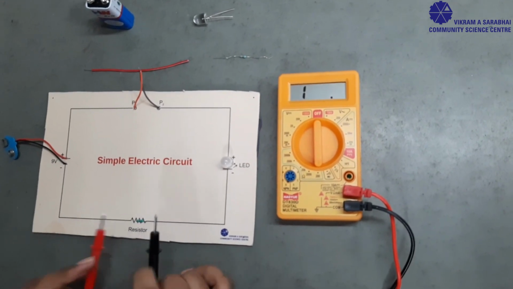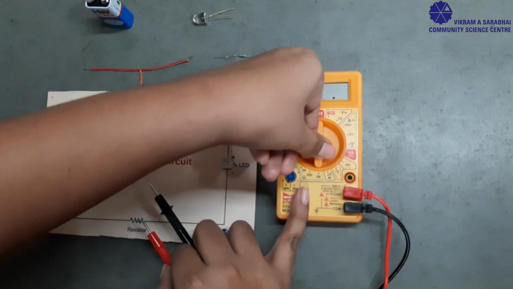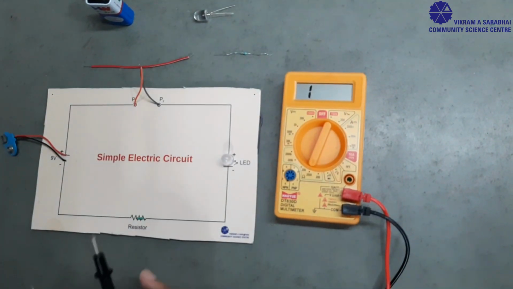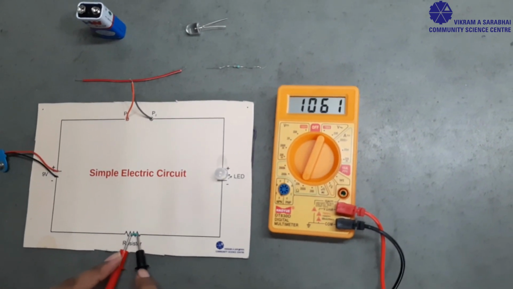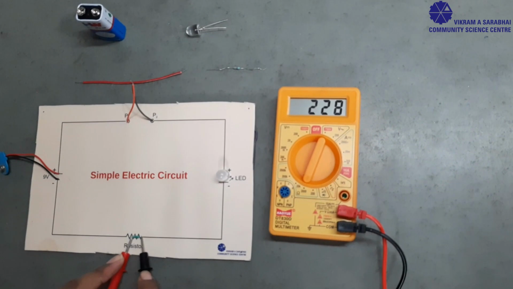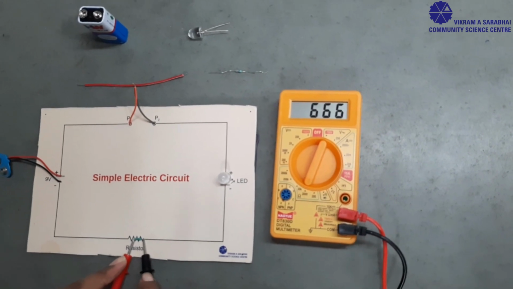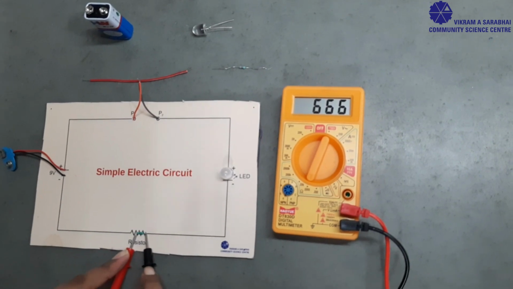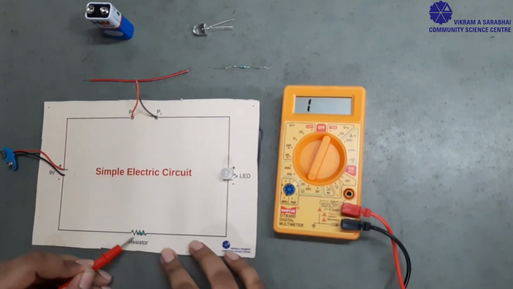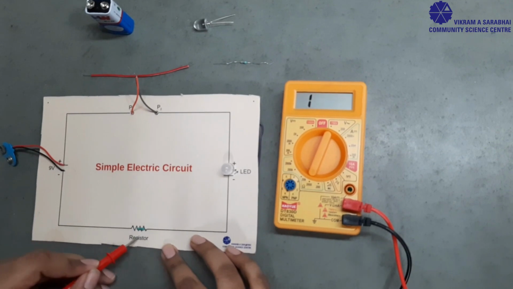So again, I have to change the range, I will increase the range here. Then I will connect over here. As you can see, the resistance value is coming around 666 ohms. So actually this is a resistor of 680 ohms.